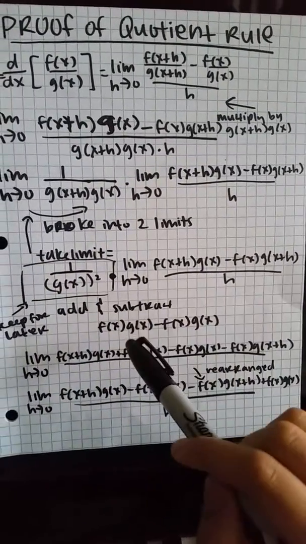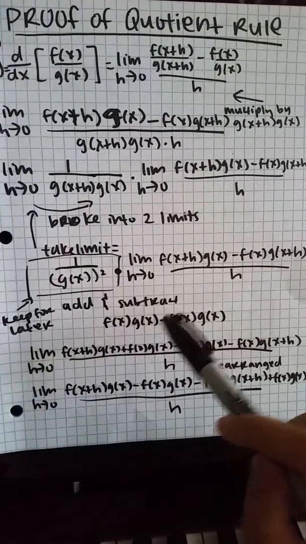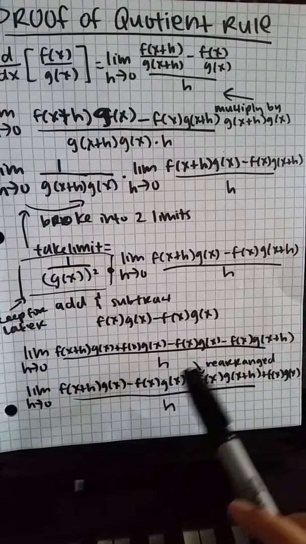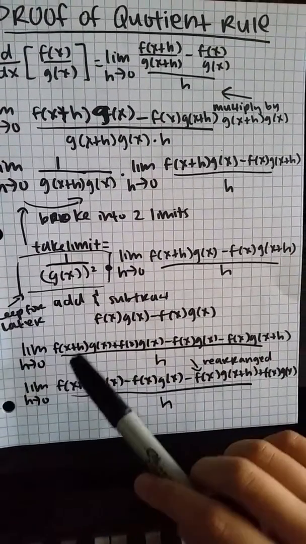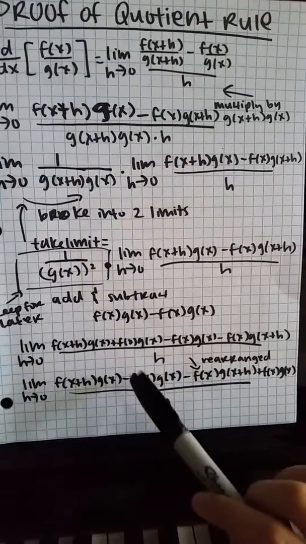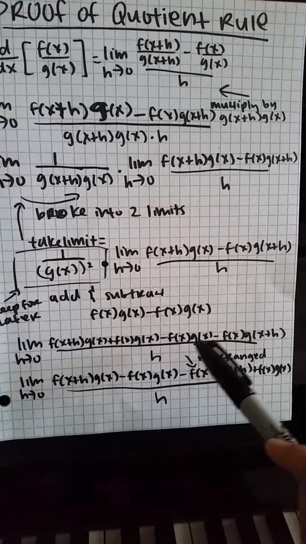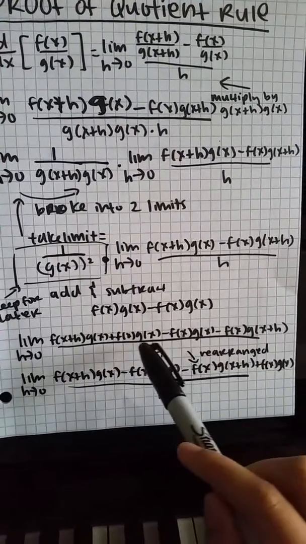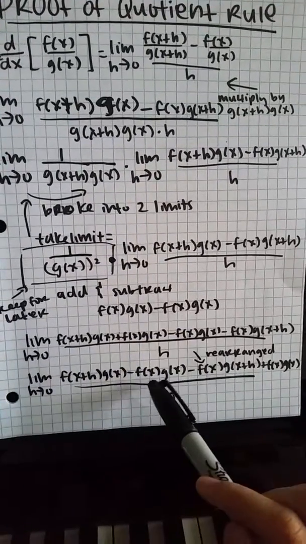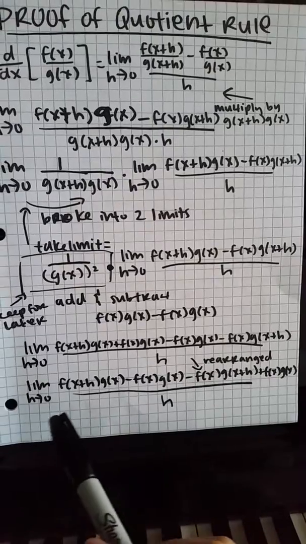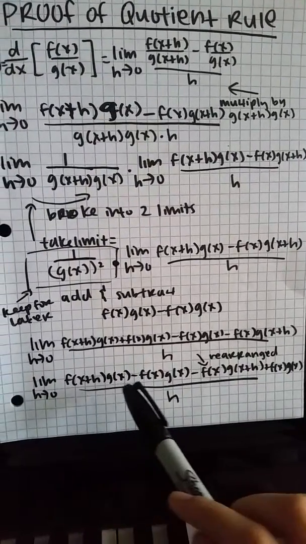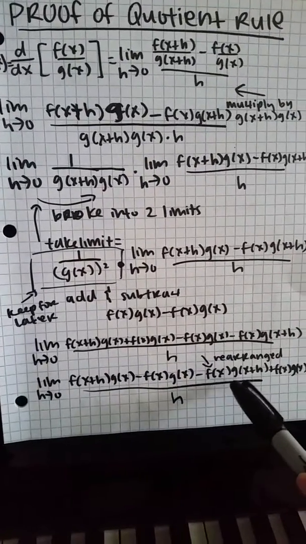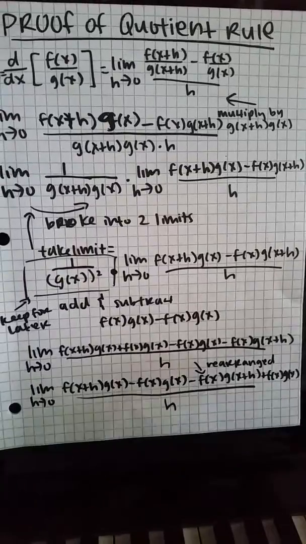To this limit, we will add and subtract f of x times g of x. So if we add that in here to the numerator, we get the limit as h approaches 0 of f of x plus h times g of x plus f of x times g of x minus f of x times g of x minus f of x times g of x plus h. And if we rearrange these two and move the subtraction one to here and the addition one to that side, we will get the limit as h approaches 0 of f of x plus h times g of x minus f of x times g of x minus f of x times g of x plus h plus f of x times g of x, all over h.